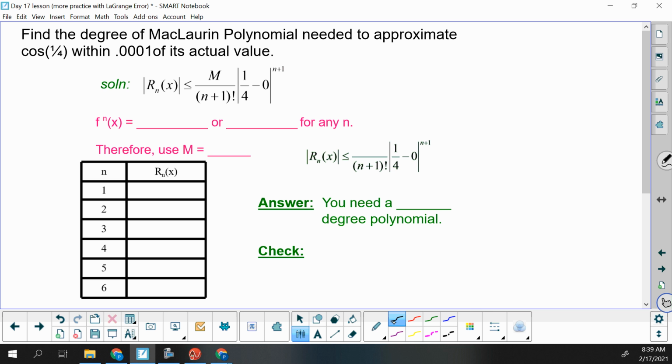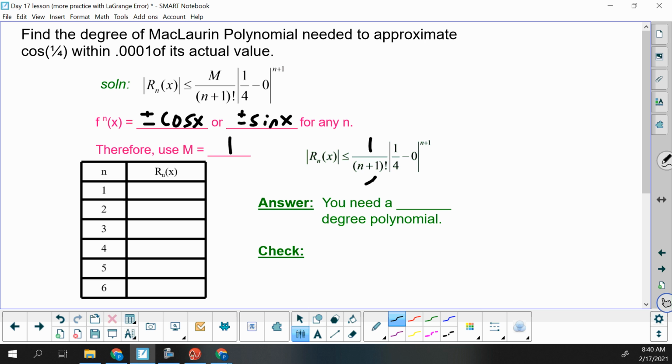So we know that no matter what derivative we work with, it's either going to be plus or minus some cos, or it's going to be plus or minus some sine for any derivative value. Therefore, no matter where we are on our interval, a nice max value for sine and cos is always going to be 1. So over here, we're going to have 1. We know we got to have 1/4 minus 0, because it's the value we subbed in minus the center. And then we don't know what our next power and next factorial are going to be. That's what we want to figure out.